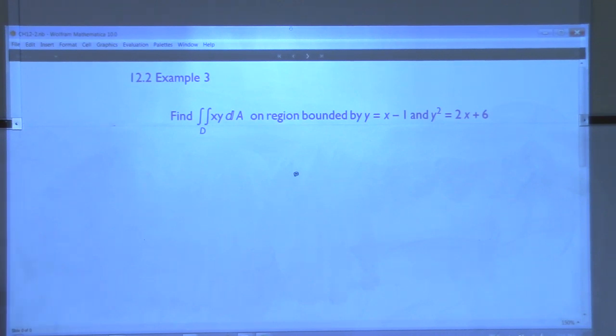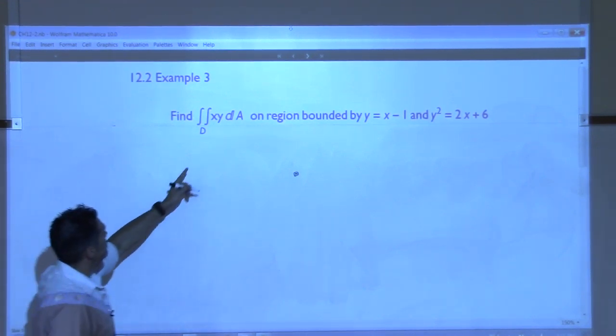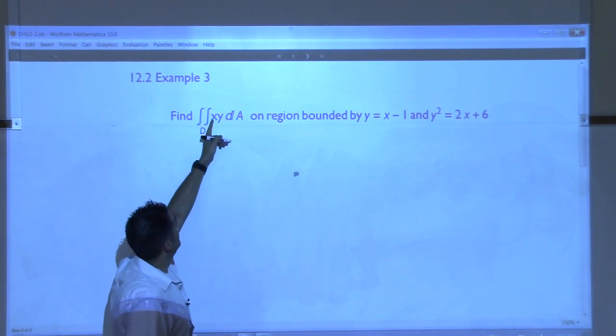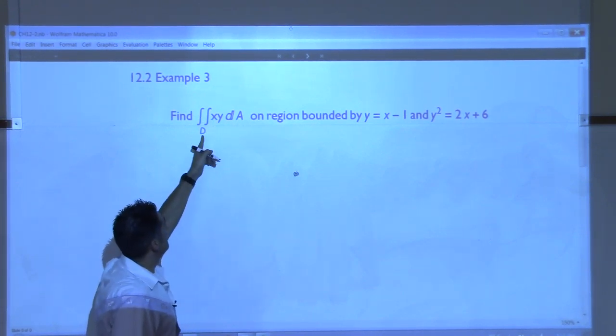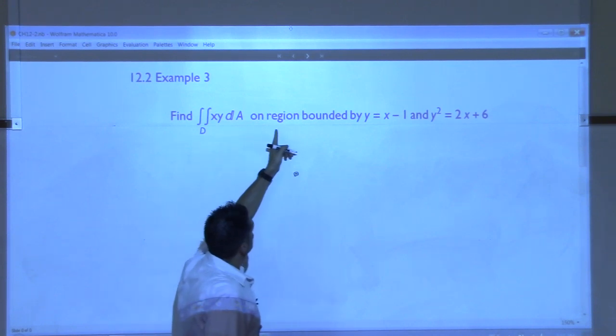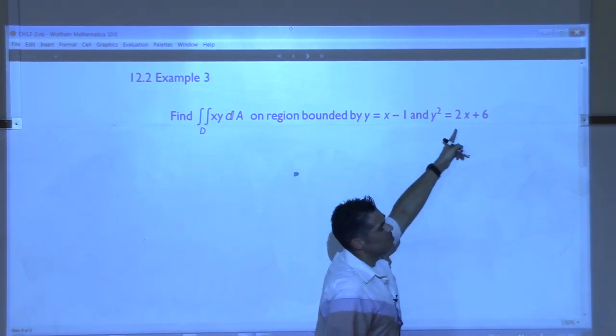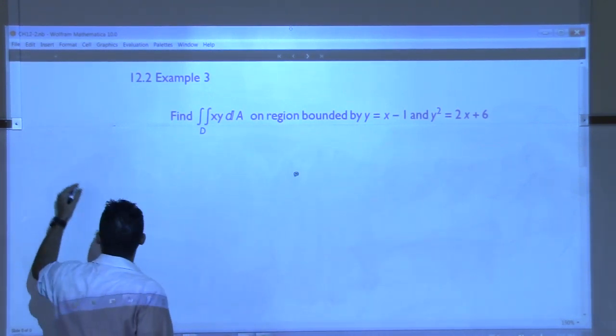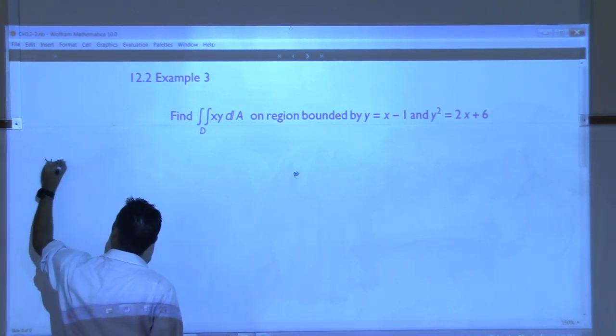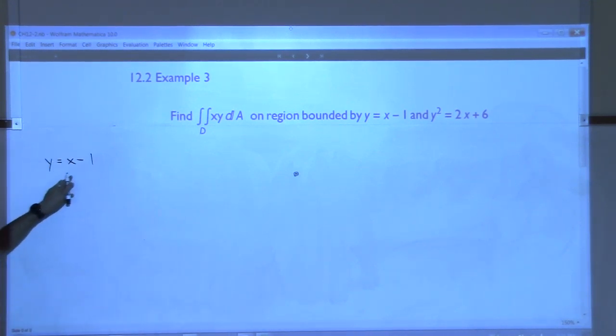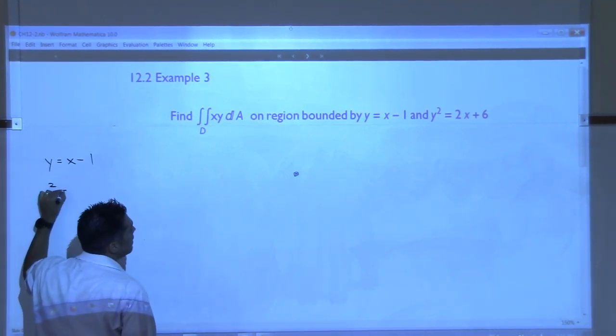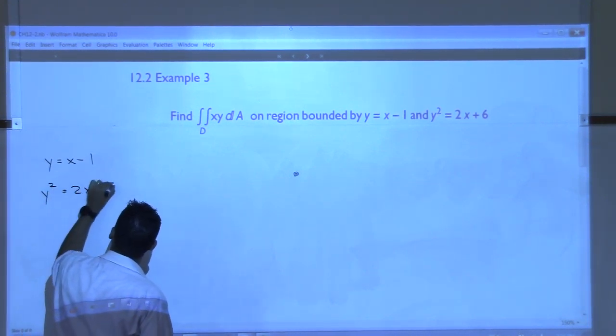So let's look at this one. Find the double integral over D of xy with respect to area. So this basically means find the volume under that surface on this domain where the region is the one bounded by these two curves. So let's write those down first. This is a line, right? This is a line. And then y squared equals 2x plus 6.